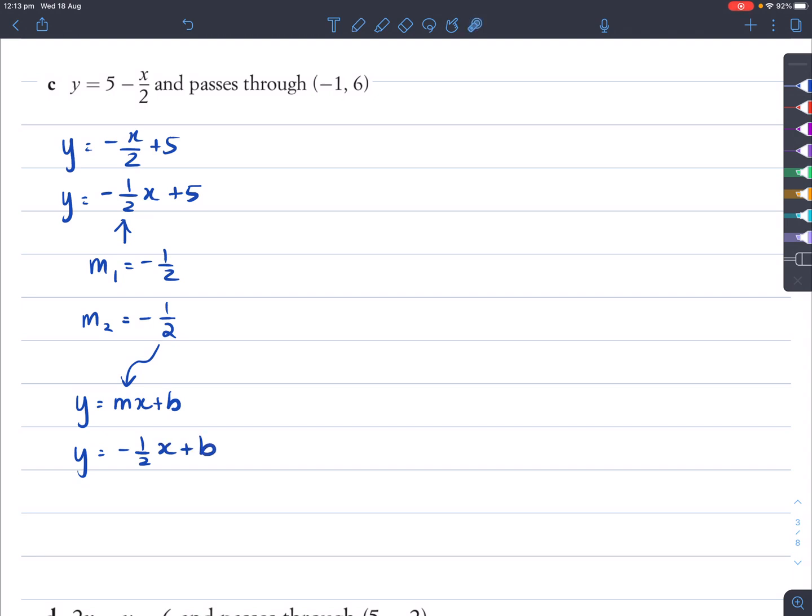Now remember, to find b, we have to substitute some value of x and some value of y. Sometimes they're given in the question, and in this case they have been. So x is -1 and y equals 6. So if I substitute in y as 6 in there, and x as -1 in here, I will get 6 equals -1/2 times -1 plus b. -1/2 times -1 is half. And if I want to solve for b, I have to subtract half from both sides so that these cancel. 6 minus half, let me just check on the calculator, that would give us 5.5. I'm just going to write 5.5 for now.